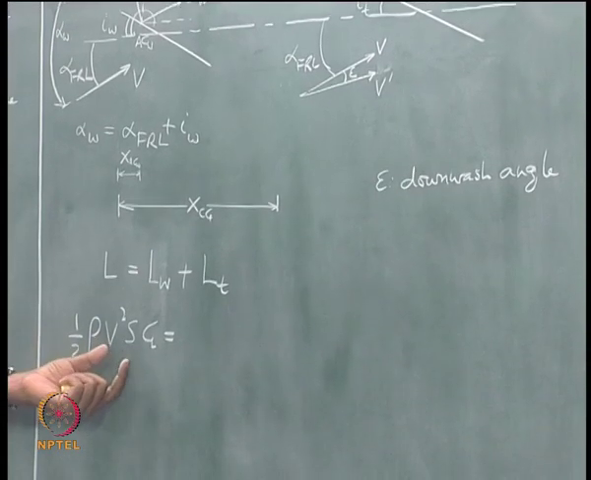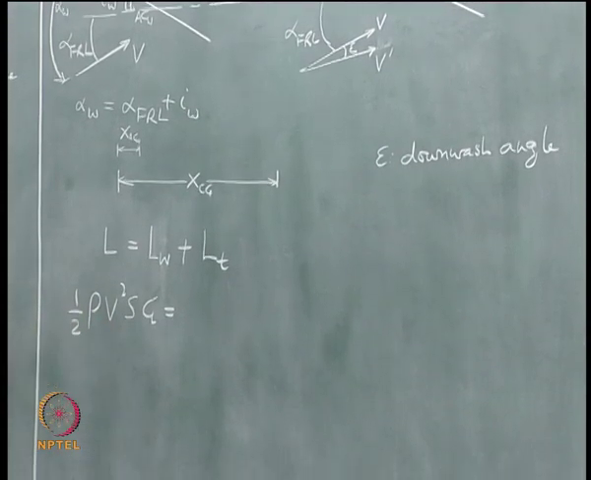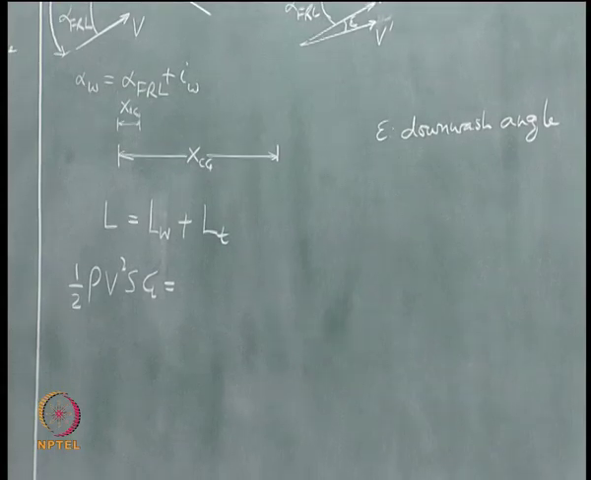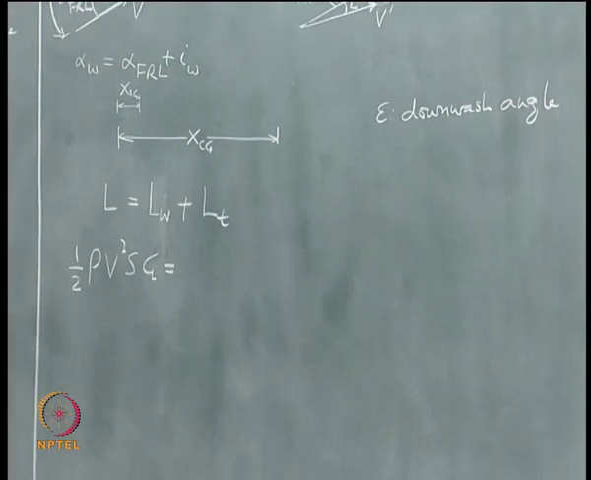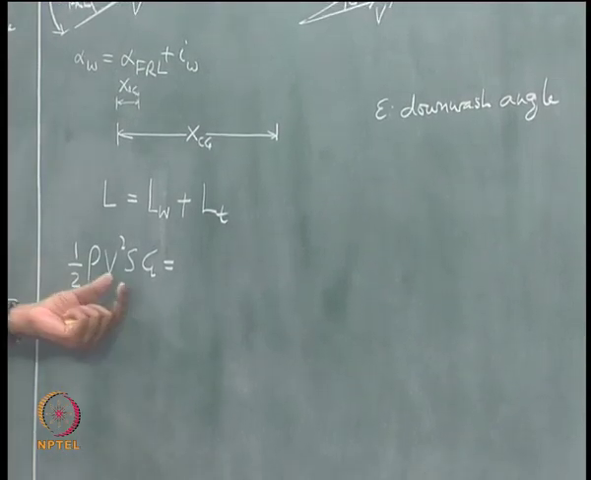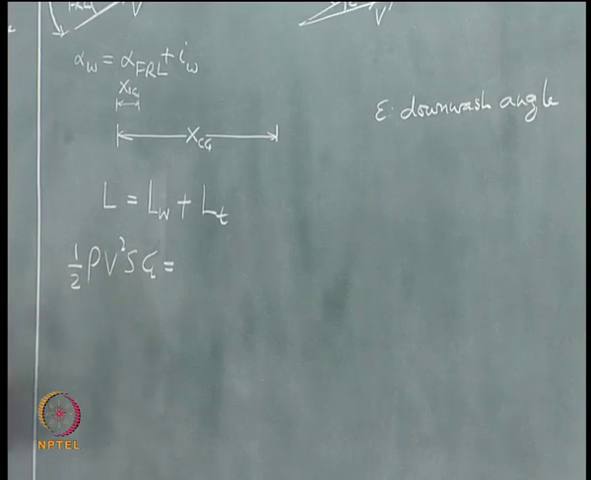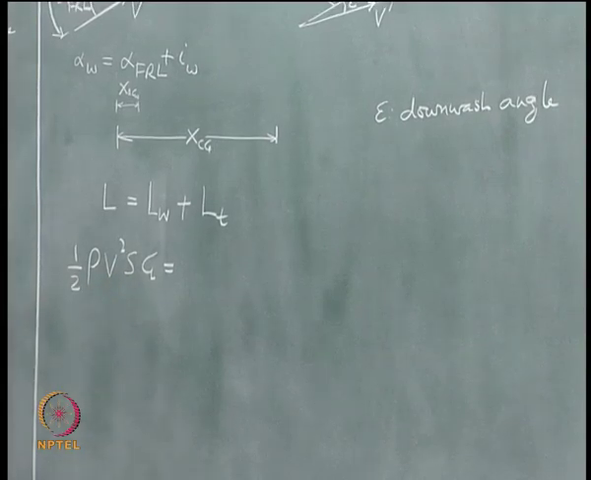This S is a reference area which is taken as equal to the area of the wing, right. So, this is the wing planform area, and this V is the velocity which the wing is seeing, okay, and rho is the density at sea level condition or any other condition, right. It is going to change with height.